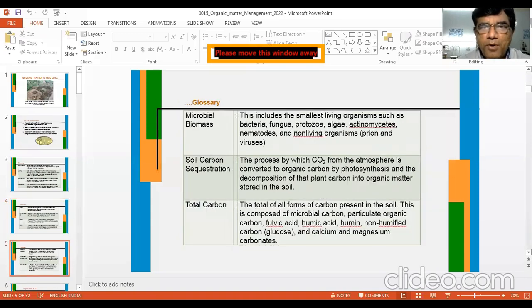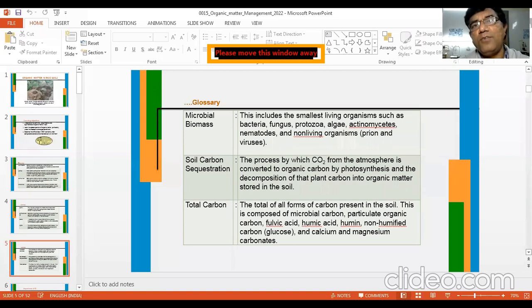Now, microbial biomass includes the smallest living organisms such as bacteria, fungi, protozoa, and algae, meaning the weight of microbes is your microbial biomass. Soil carbon sequestration is the process by which carbon dioxide from the atmosphere is converted to organic carbon by photosynthesis, and then decomposition of that plant carbon into organic matter is stored in the soil. So this is the meaning of soil carbon sequestration.